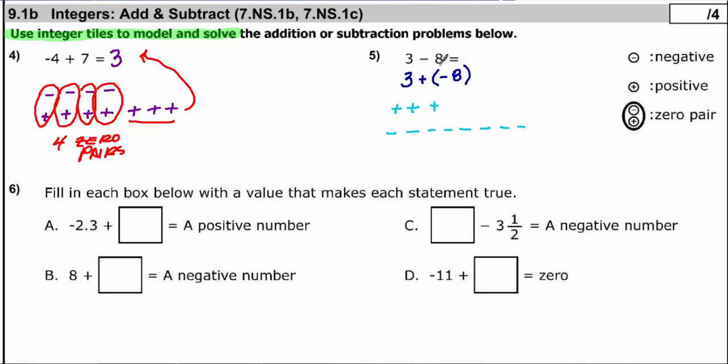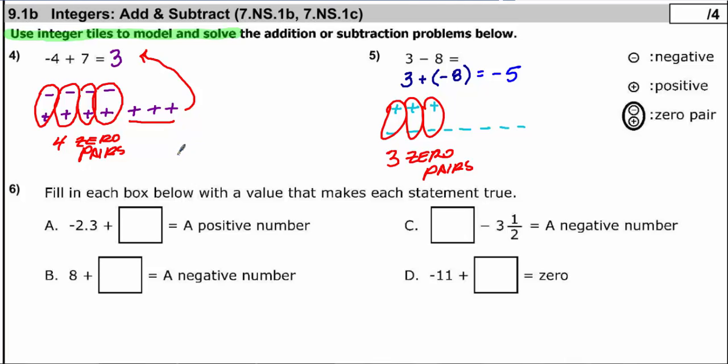Now you should be getting to the point where you look at this even before you draw it out and you say, oh, it's got to be a negative answer because there are more negatives. When I 0 pair these out, when I get these 3 0 pairs, I'm going to be left with these 5 negatives, and my answer to this is -5.